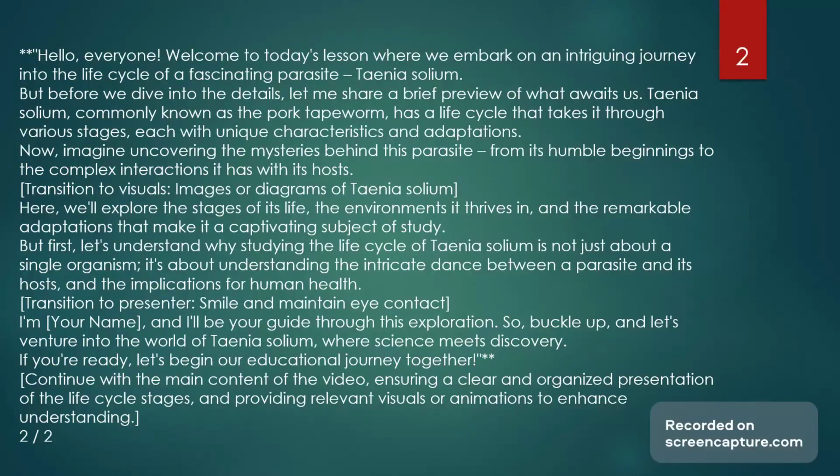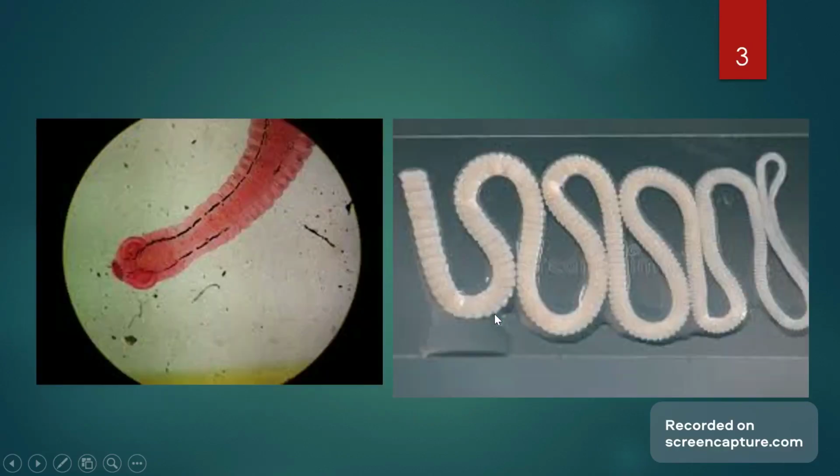In this picture, we can see that the life cycle of Taenia solium contains 5 phases, which starts from the egg contamination. The adult tapeworm in the human intestine releases eggs in feces. Contaminated feces can spread in the environment, especially in areas with poor sanitation.